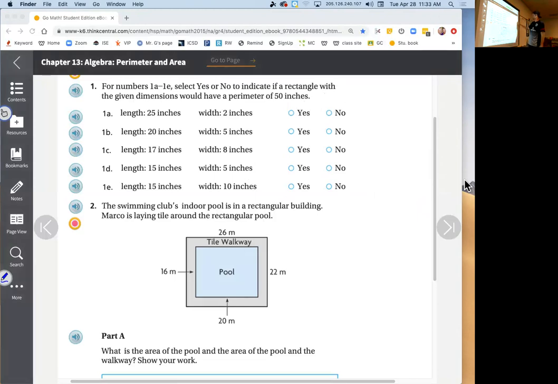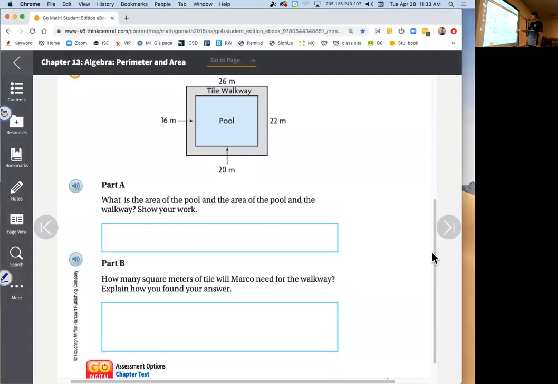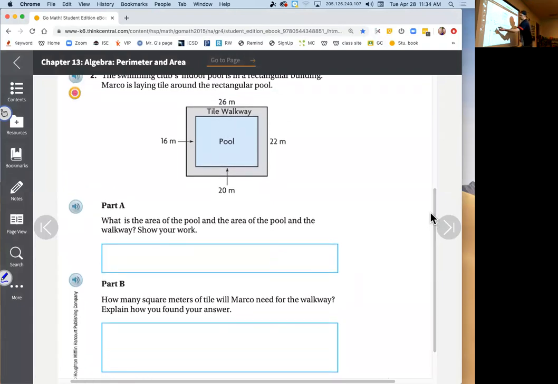Number 2 has a couple parts in it. So part A, it says, what is the area of the pool? Let's just start with pool. We're going to write pool. The area of the pool is base times height. So 20 times 16. Let's figure out what 20 times 16 is.